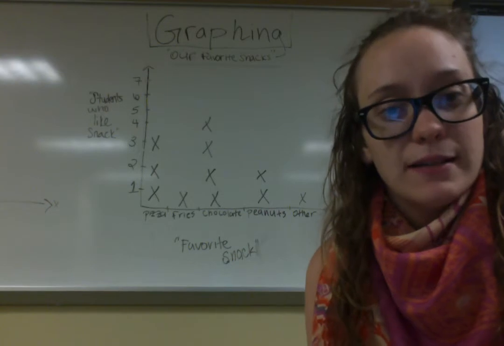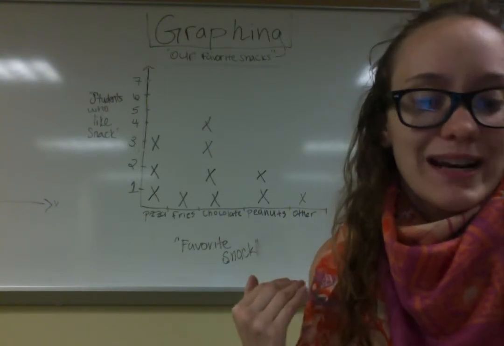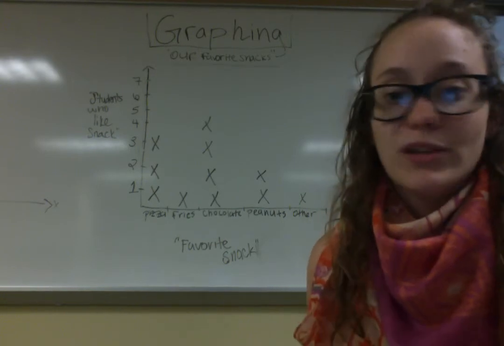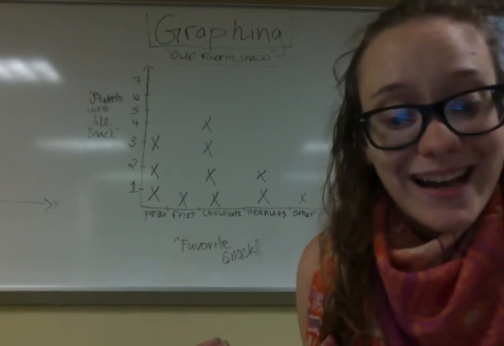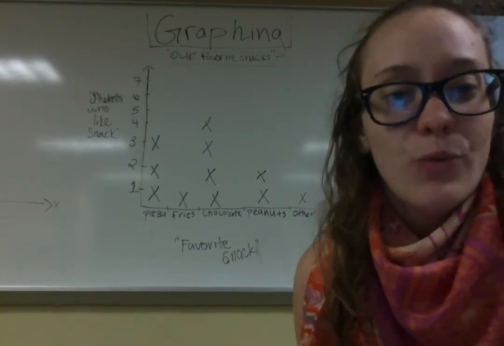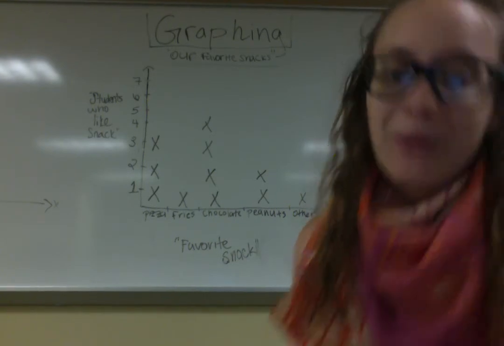When having a class discussion about the graph, it's really important to bring up which category had the most likes or the least likes, or which two categories are the closest in likes, and also making sure to include students in highlighting which category they liked and how many were in that category as well.